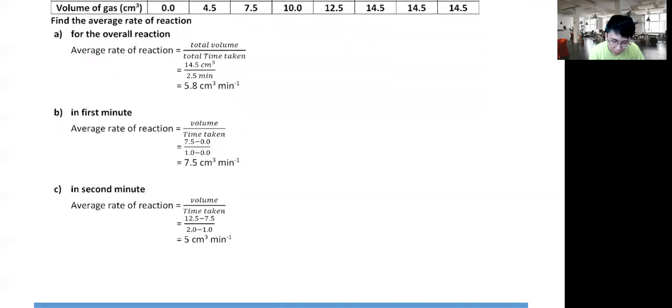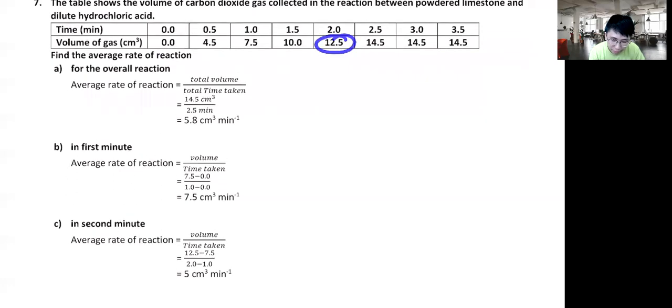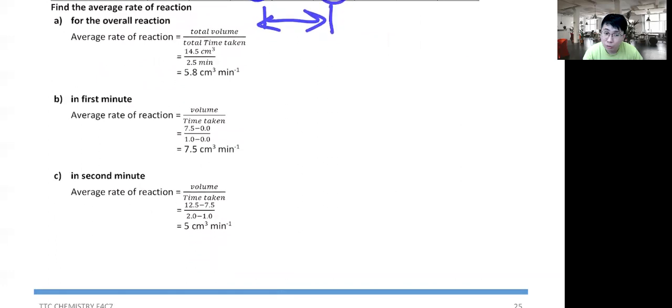So what happened is, you see that I will take 12.5 minus 7.5, 2 minus 1. Why do I minus this point? Because this question C wants you to find the rate of reaction in the second minute only. You get the point? Okay. In the second minute only means I don't want to include the first minute. I only want the second minute. So I take my second minute info minus off the first minute info. I can find the value in the range.